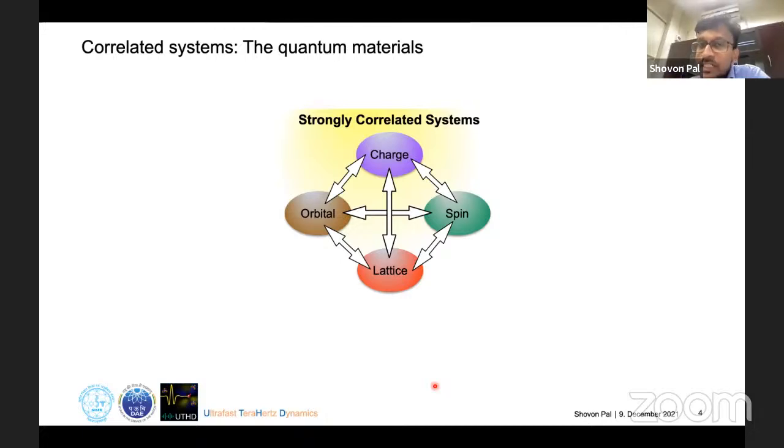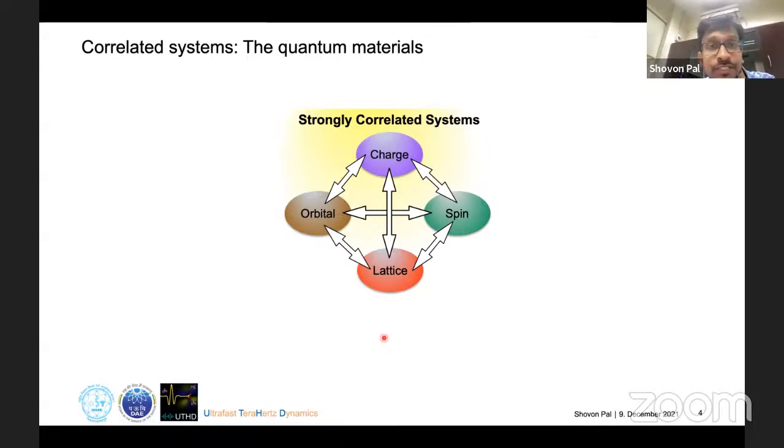So the typical quantum materials that we are always dealing with are classified as strongly correlated systems, ideally systems where you have a lot of charge, spin, lattice, and orbital degrees of freedom, and each of them in some way or the other is talking to each other. You have to take into account all these interactions, which makes the system complicated and yet very fun to look at.